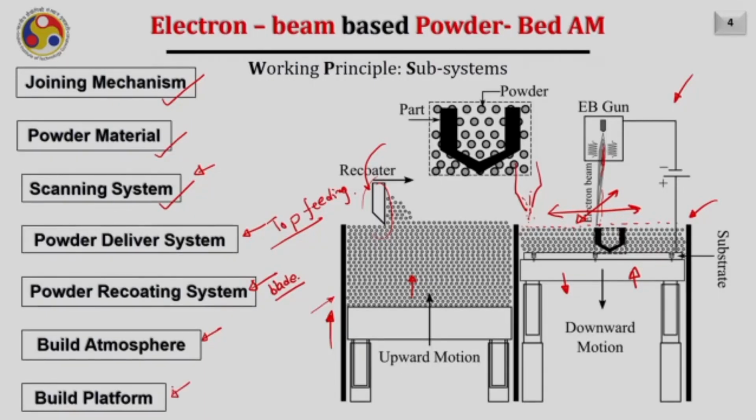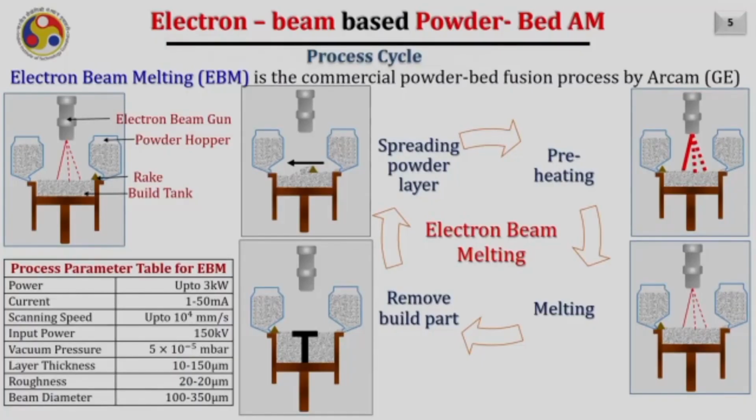Next, the build platform. It is like already discussed for laser. It is similar here also. The material which we use for the build platform should be compatible after depositing the layers onto the build platform. It should not create any hard interface, so that cracking occurs during the process itself. Also, sometimes preheating mechanisms are provided to the build platform in order to maintain the temperature of the substrate at a particular temperature. So, this is a typical cycle for electron beam based powder bed additive manufacturing.